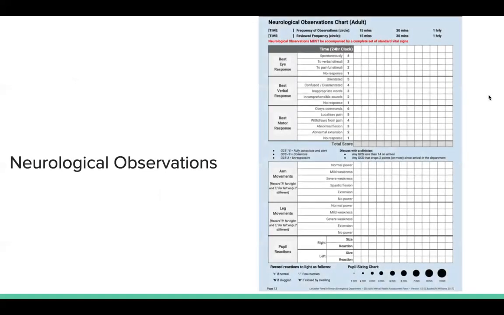So this is what the neurological observations chart can look like. So up here we've got the patient's GCS, and they get a score for each section. And then here the patient's power is recorded, and then the pupillary reaction, both the size and the reaction to light.